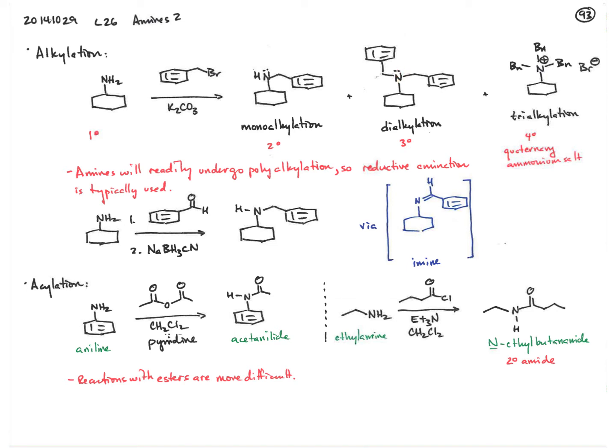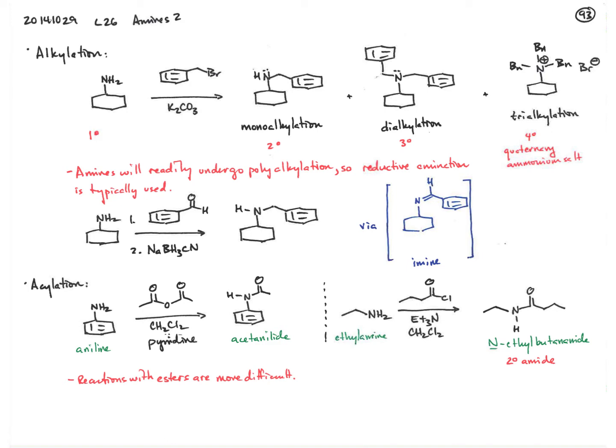And this can react with the benzyl bromide to form the quaternary ammonium salt. We call it quaternary because we have 1, 2, 3, 4 carbons. Quaternary ammonium salt, plus minus, that's the salt. So these reactions are typically difficult to control in terms of just isolating the monoalkylation. To get around that, we use the strategy of reductive amination.